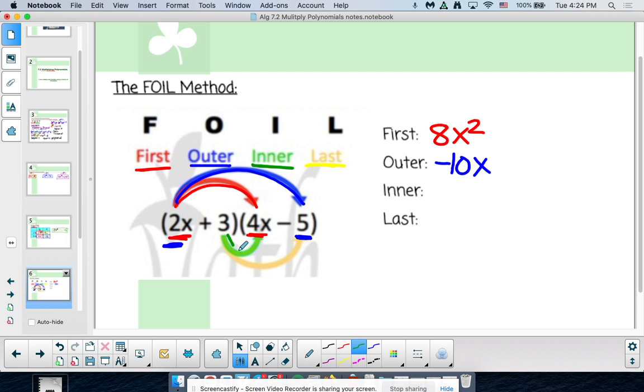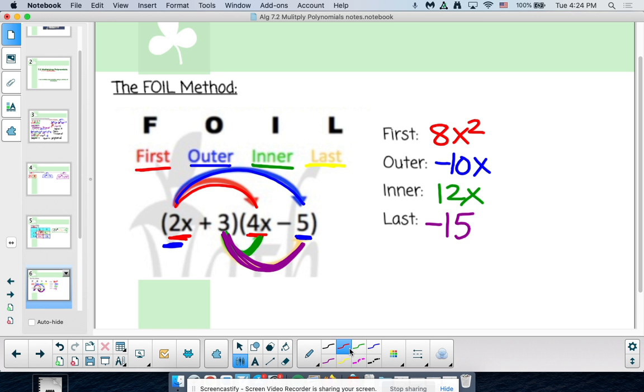Now the inside are these two right next to each other right here. Those are your inners. So 3 times 4x is 12x. And then finally your lasts. That is the very last ones in both binomials. So that 3 and negative 5. And we know 3 times negative 5 is negative 15.